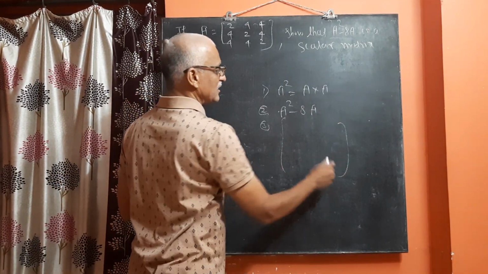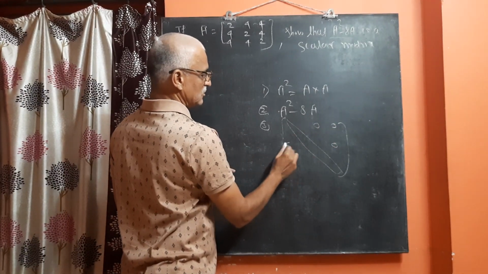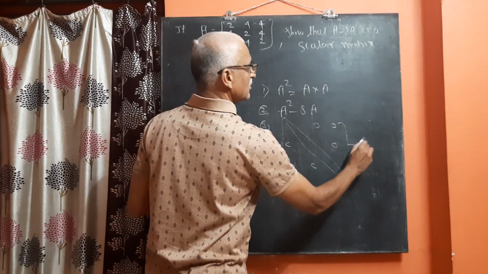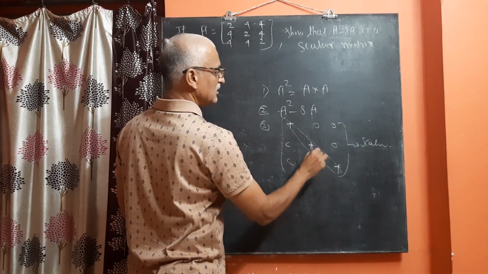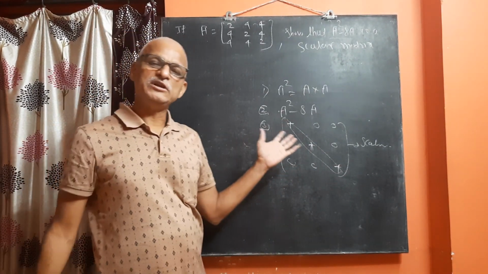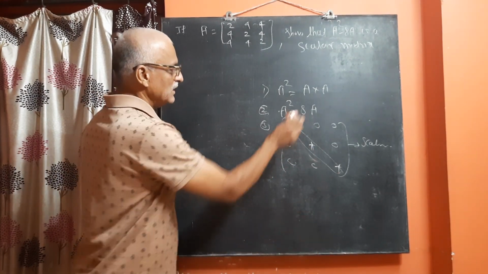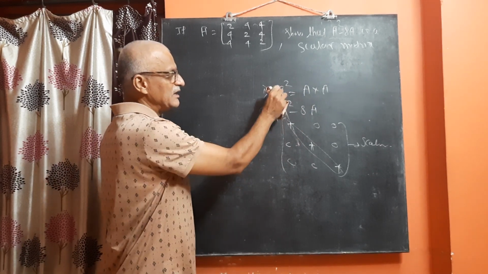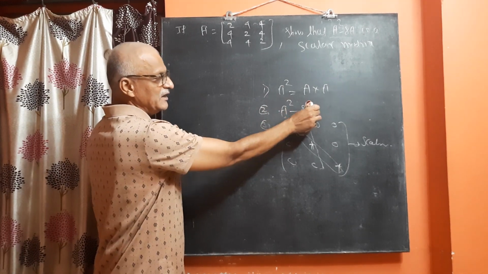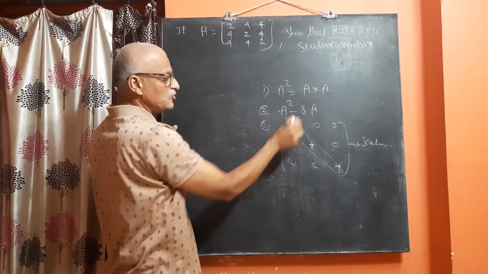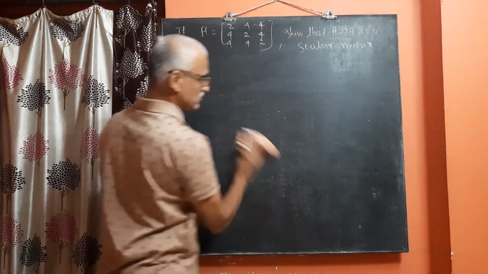The remaining elements will be 0, 0, 0, 0, 0 and 0. That is nothing but a scalar matrix. These three diagonal elements are the same. They may be positive, they may be negative, but they must be the same number. So these three steps you have to follow: first A square, then A square minus 8A, and then the matrix you get should be in this form, so it will be a scalar matrix. So let us start with A square.